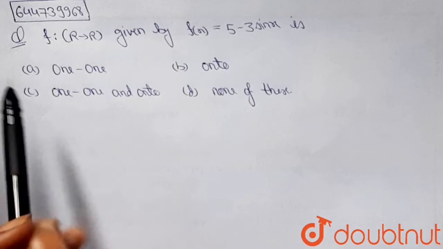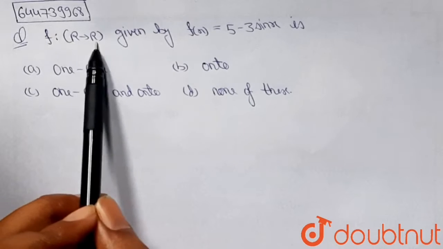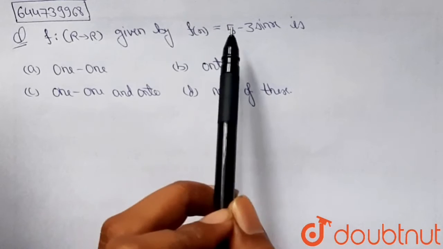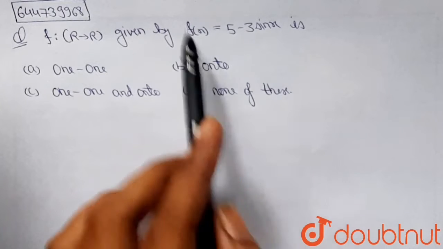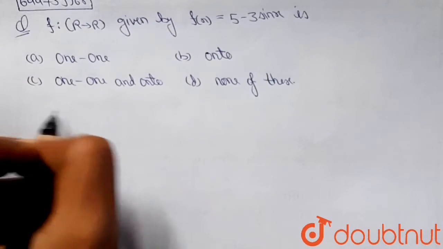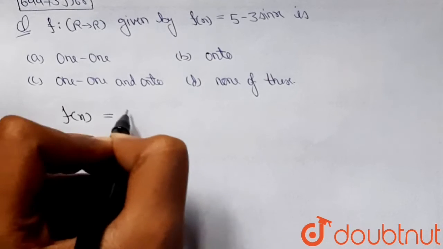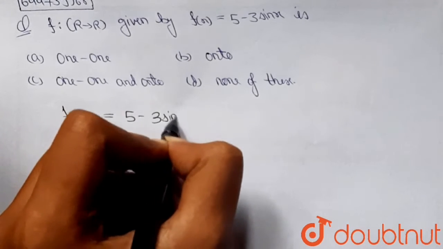Hello friends, so here's the question. It says that f is a function from R to R given by f of x equals 5 minus 3 sine x. Okay, so we have to find out the nature of this function. So let's start. Let me write down the function first. That is 5 minus 3 sine of x, right?